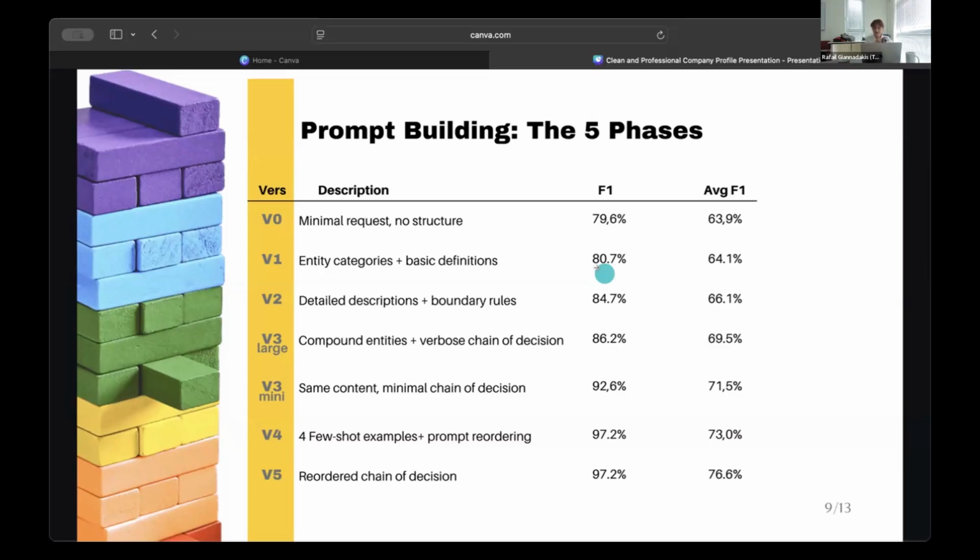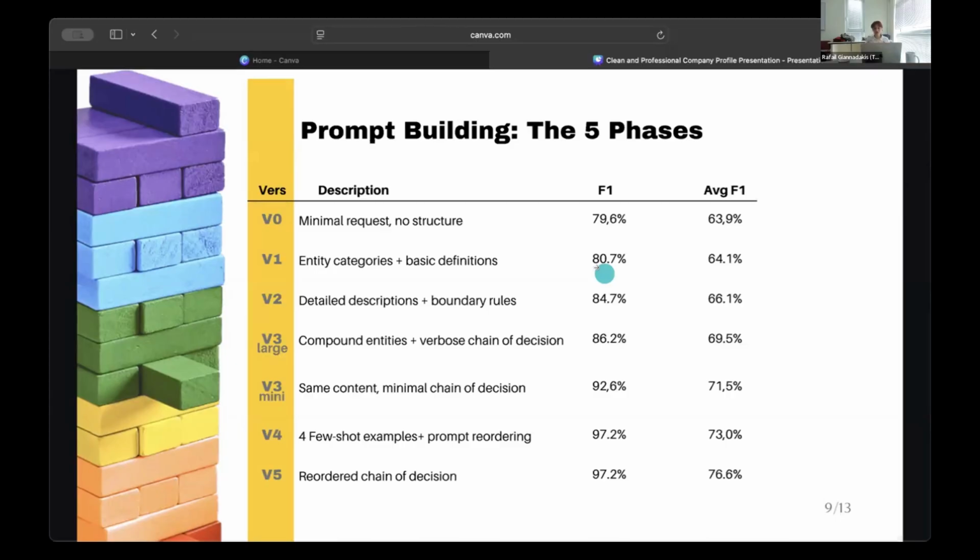In version 0, we simply asked the model to find named entities. You're an expert in finding named entities, and do that. Find this and this and this. In version 1, we gave it category definitions, but they were very generic. In version 2, we added boundary rules about the span boundaries. These rules didn't come from NLP guidelines. They were rules like the ones we saw earlier. In version 3.3, we introduced compound entities and the chain of decision, very important, the chain of decision.